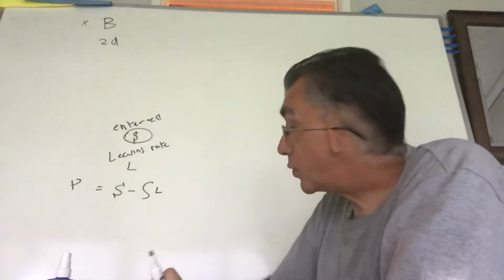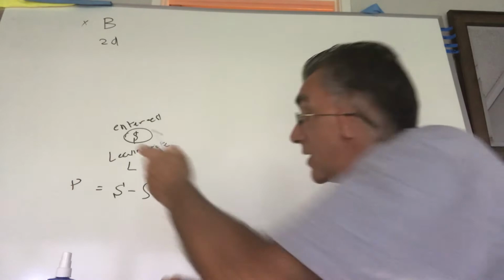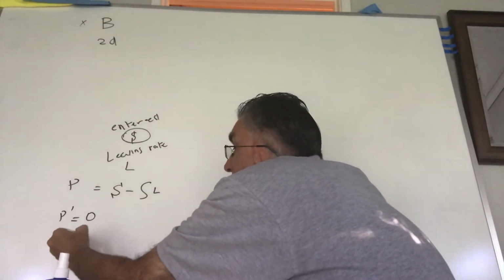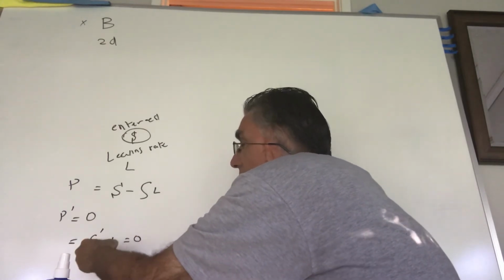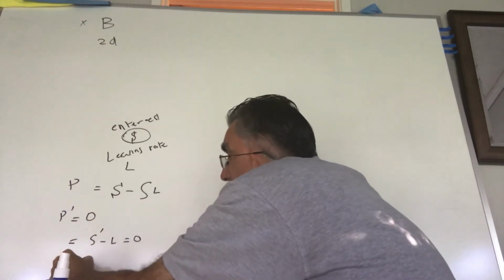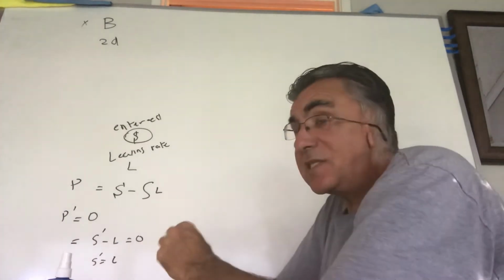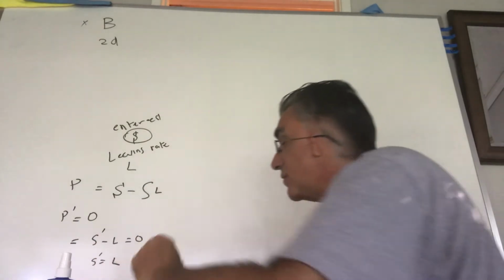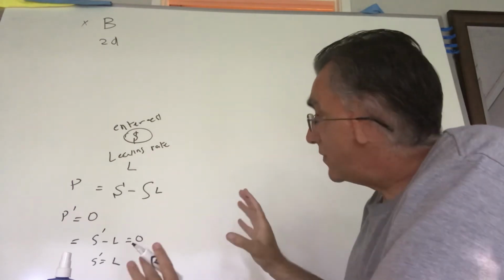Now that makes this weird. How am I going to figure out when that's the max or a min? I need to figure out when the derivative equals 0, so I need to figure out when S prime equals L. The key to this question is that it's S prime equals L. So this is a little bit different than the first penguin question, because in the penguin question, they were both rates. So this one's a little more confusing.